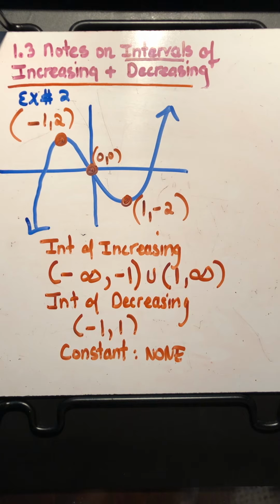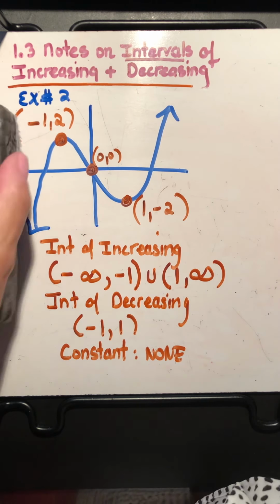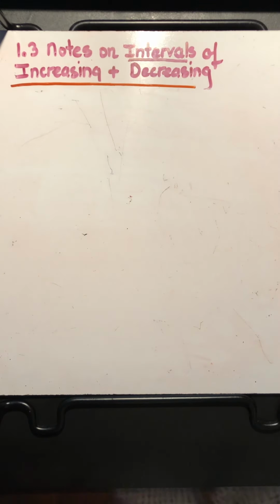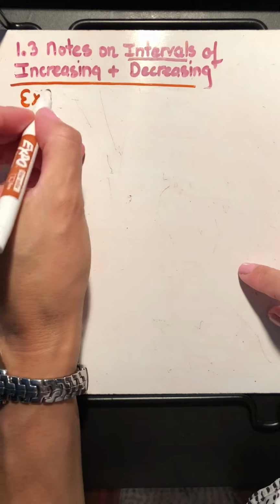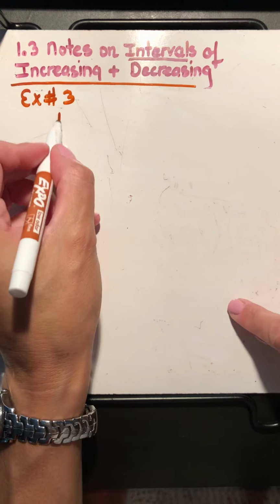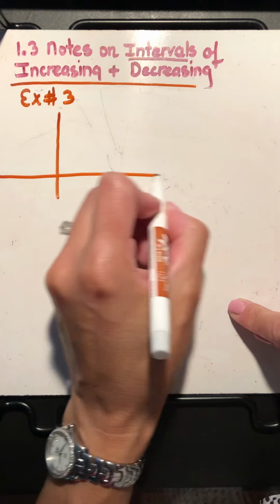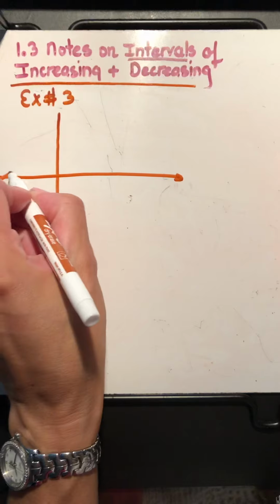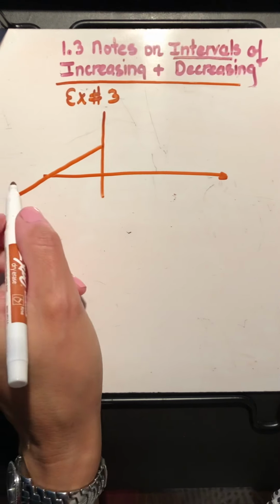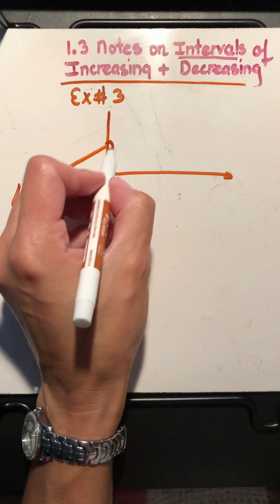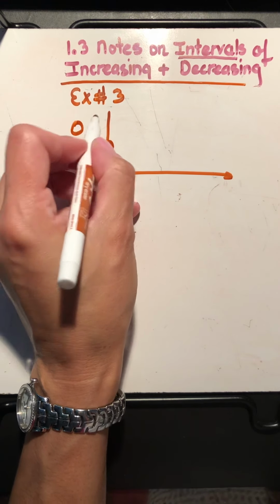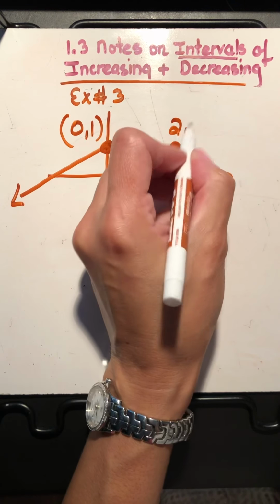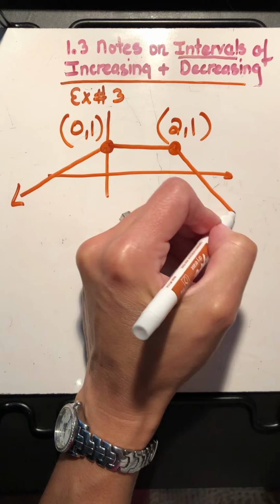Let's take another example. In this example, I'm going to have something that you may recall as a piecewise function. So example 3. And let's see if I can draw this correctly here. I'm going to have this piece coming like that. There's an arrow on the left. This is going to be the point 0, 1. I'm going to go straight across. This is going to be the point 2, 1. This is not to scale. And then I go down like that.